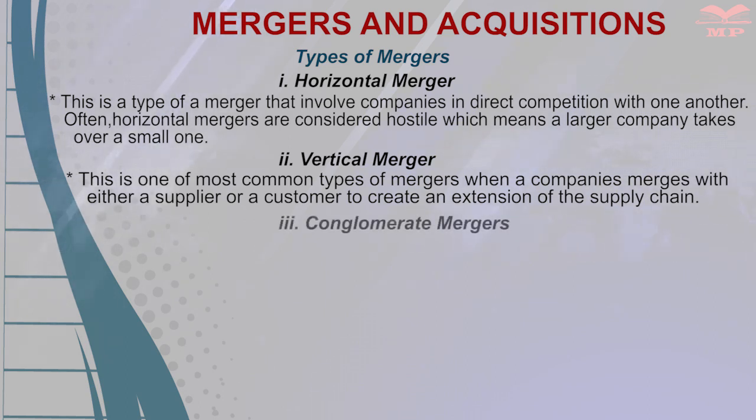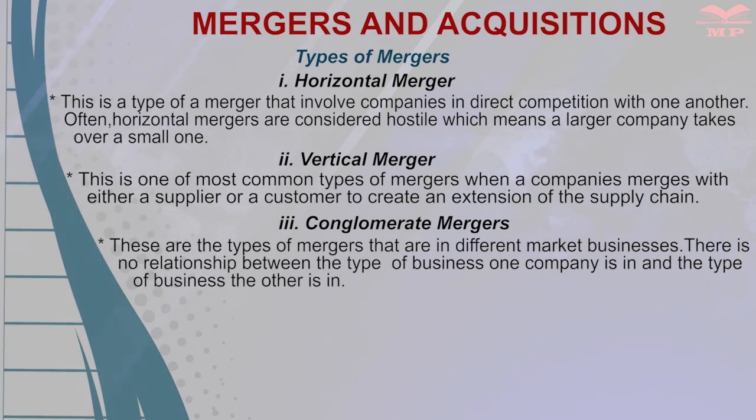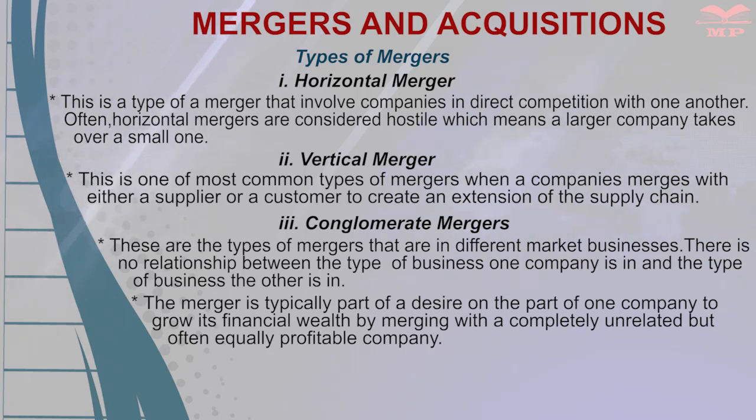So we also have conglomerate mergers. These are types of mergers that are in different market businesses. There is no relationship between the type of business one company is in and the type the other is in. The merger is typically part of a desire on the part of one company to grow its financial wealth by merging with a completely unrelated but often equally profitable company. The resulting conglomerate gains a revenue stream in many types of industries.